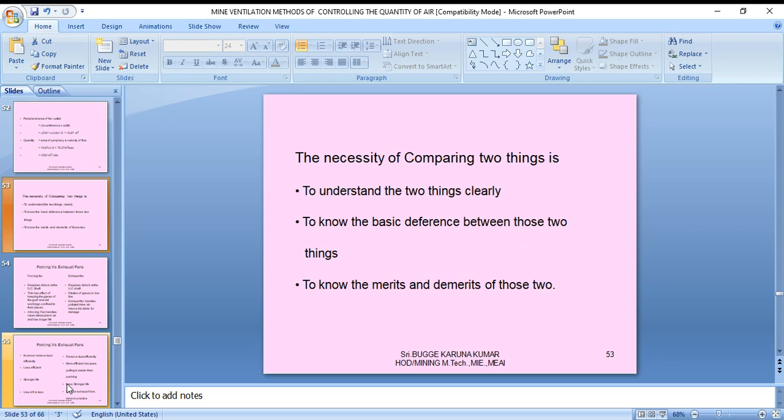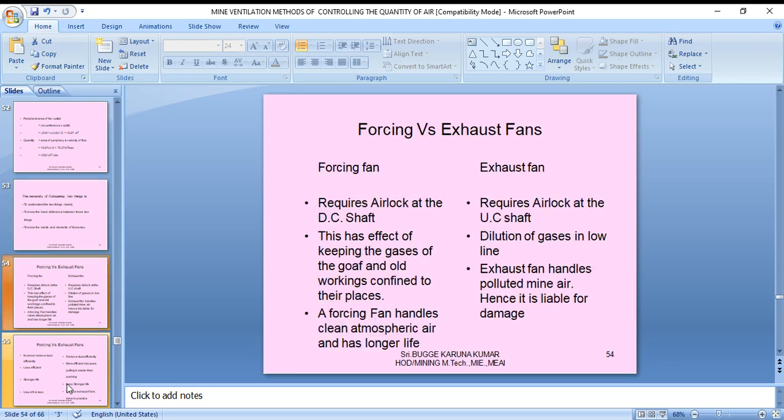Then comes the necessity of comparing two things: understanding the two things clearly, knowing the basic differences between them, and knowing the merits and demerits of both. So what is meant by forcing fan and exhaust fan? A forcing fan requires an airlock at the downcast shaft, because the air cannot come out. It requires an airlock at the upcast shaft in the exhaust system. This has the effect of keeping the gases and all workings confined to their places. This is the dilution of the gases at the low level.